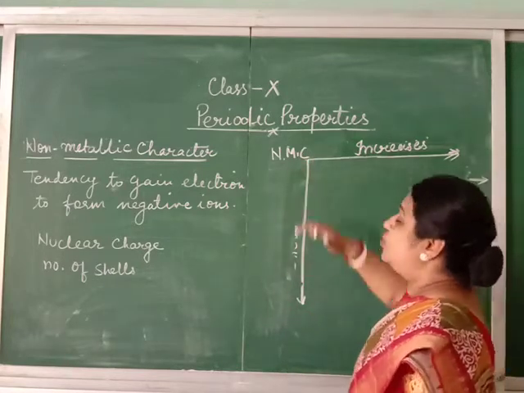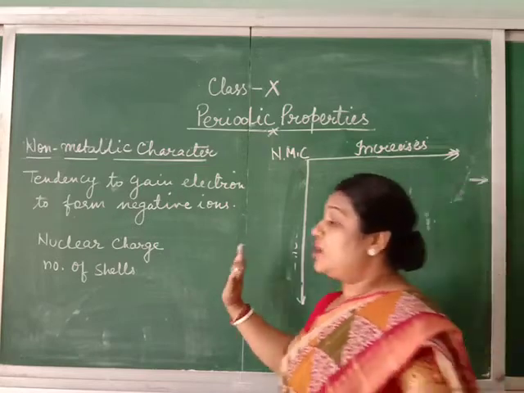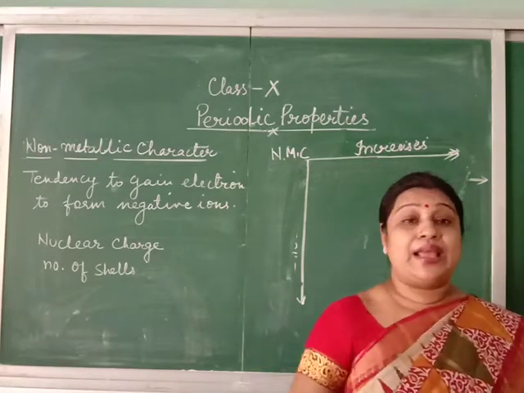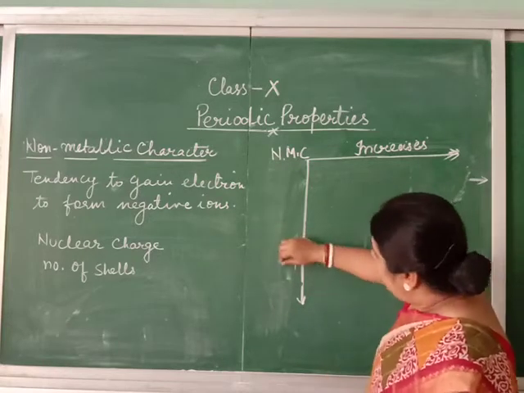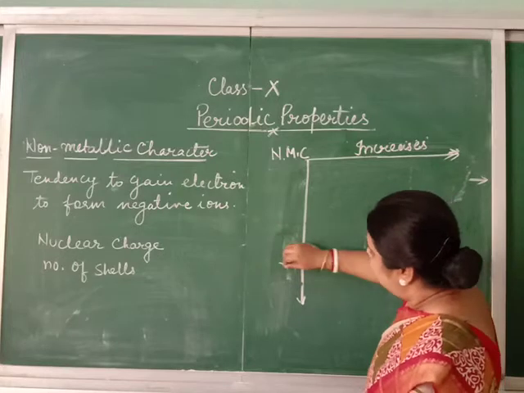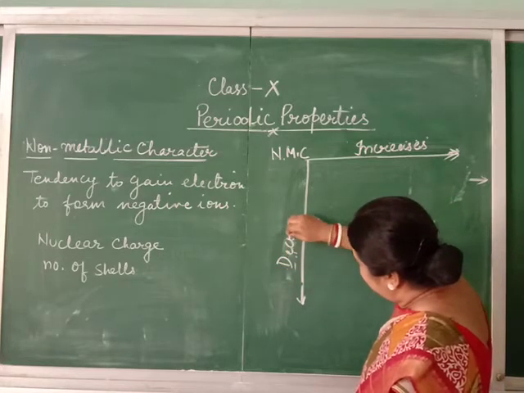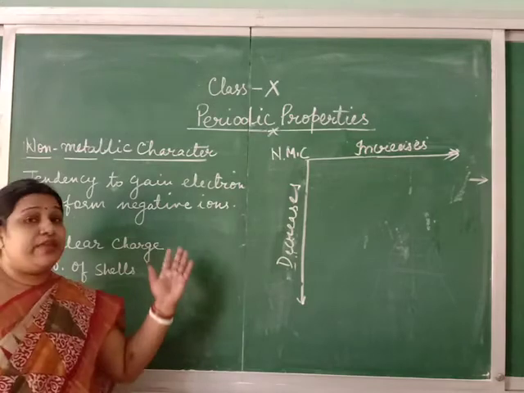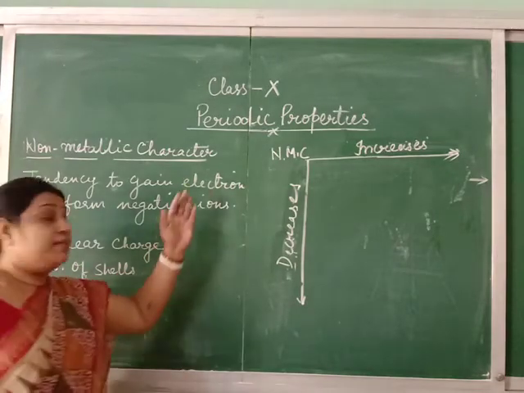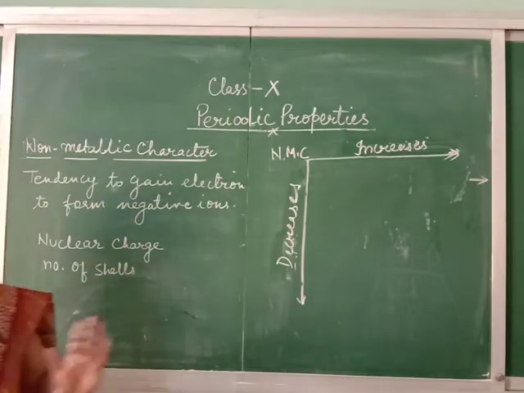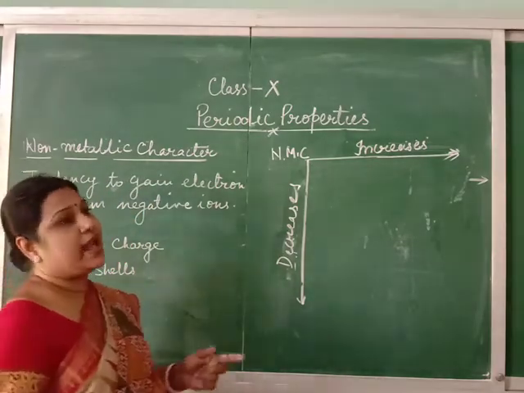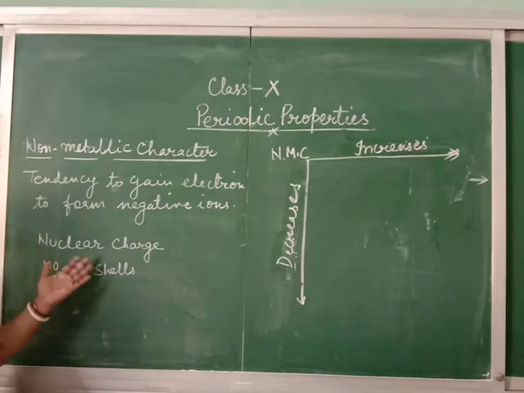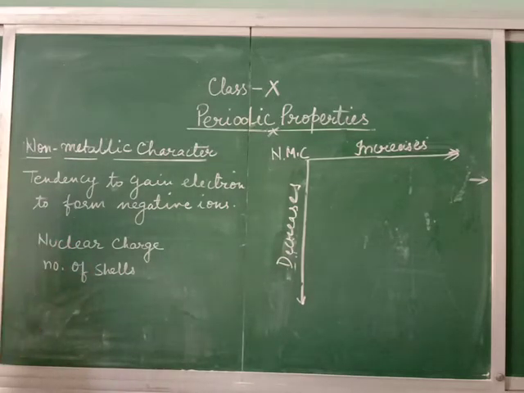Similarly, from top to bottom the nuclear charge is the same, but the number of shells increases, meaning the pull of the nucleus is less, so it is difficult for an atom to accept an electron. So the non-metallic character decreases from top to bottom. In this way we have come to the end of the periodic properties. We have learned five to six properties: atomic radii and ionization potential in my earlier video, and here electron affinity, metallic character, non-metallic character, and electronegativity.